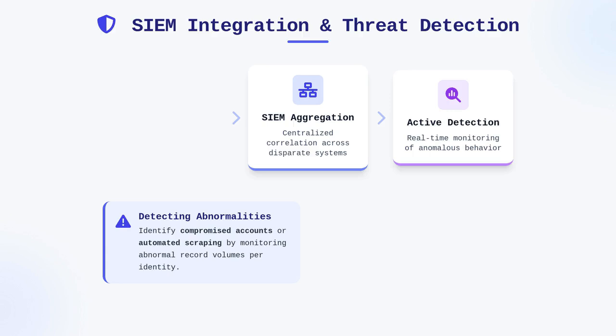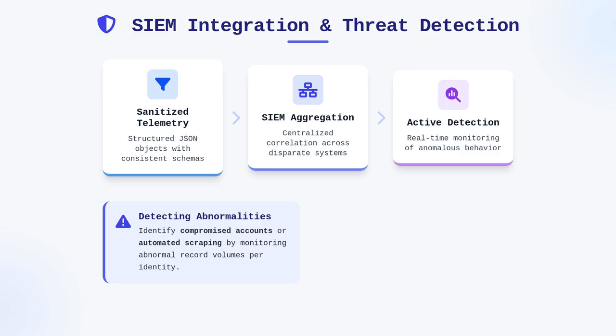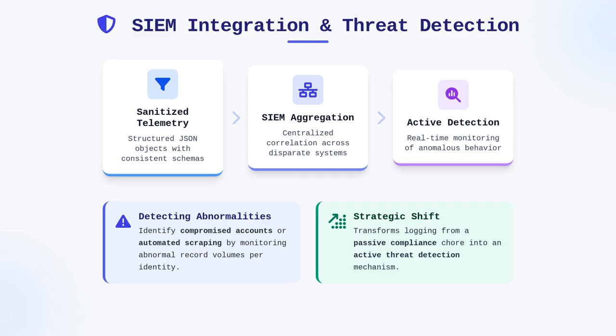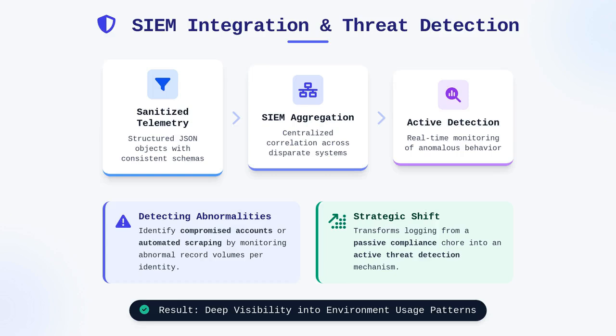By treating your logs as streams of structured data, such as JSON objects with consistent schemas, you enable complex correlation rules that provide deep visibility into the usage patterns of your environment. This holistic view transforms your audit logging from a passive compliance requirement into an active threat detection mechanism within your privacy infrastructure.